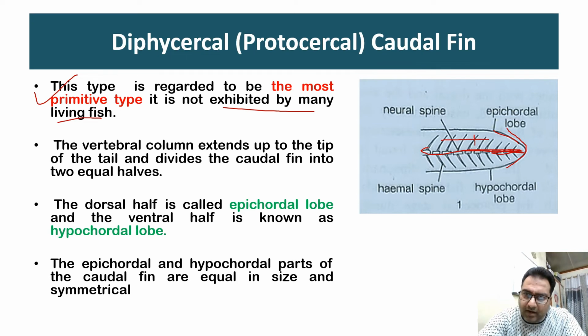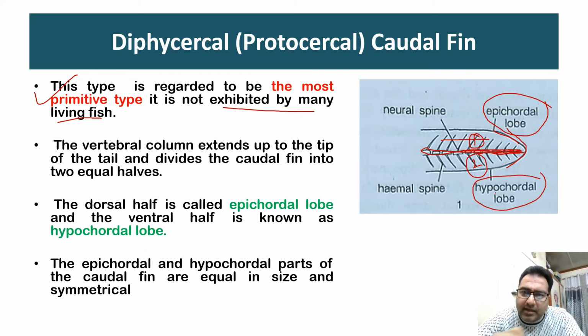That this is the one half, and this is the second half. Equally, just equal. The dorsal half, this very half which is above, that is the dorsal side, we call it the apicaudal lobe, and the lobe which is below the vertebral column toward the ventral side, we call it the hypocaudal lobe. The apicaudal and the hypocaudal parts of the caudal fin are equal in size and are symmetrical. So this is the diphycercal or protocercal.